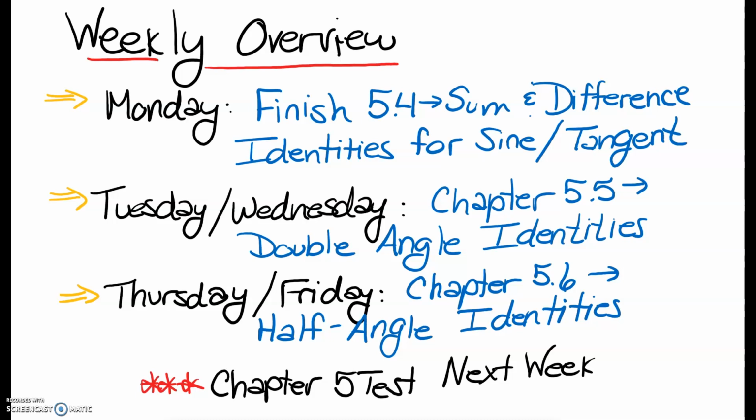look at our double angle identities, and we'll finish that up, and that homework will be due on Thursday by 4 p.m. And then on Thursday and Friday, we'll be looking at chapter 5.6, our half angle identities. We'll finish that up on Friday, and that homework will be due on Monday by 4 p.m.